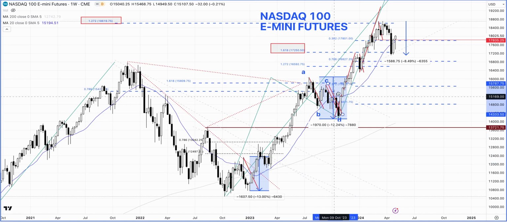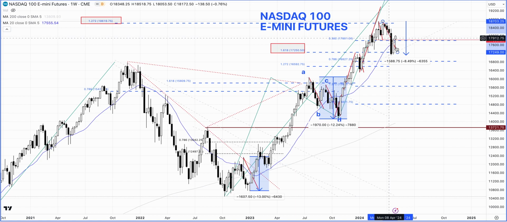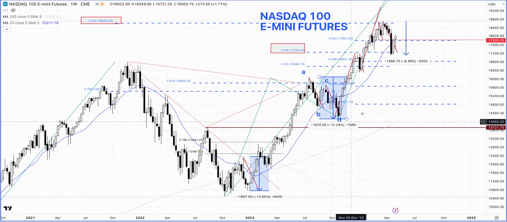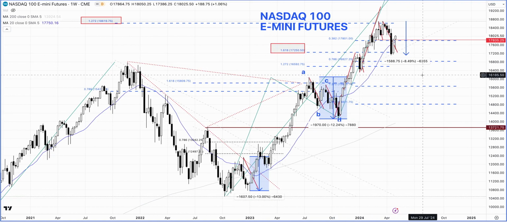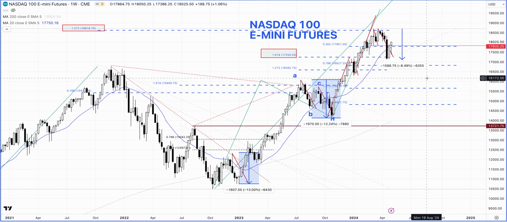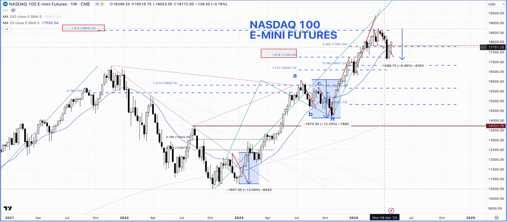Here we go. It has already done that much correction, but in terms of percentage, the biggest percentage was about 13% and a 12.24%. And this one is, in terms of percentage, much smaller, of course, because the index has moved much higher. But in absolute terms, the moves are symmetric, and you can actually see that.